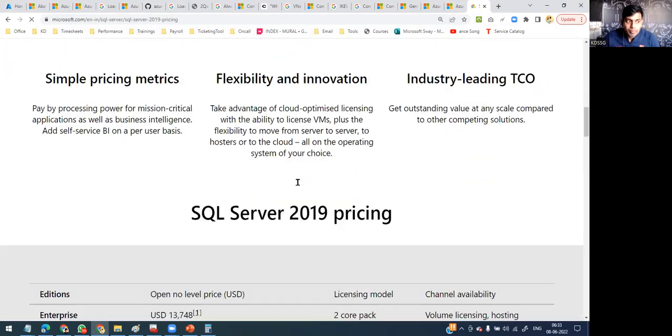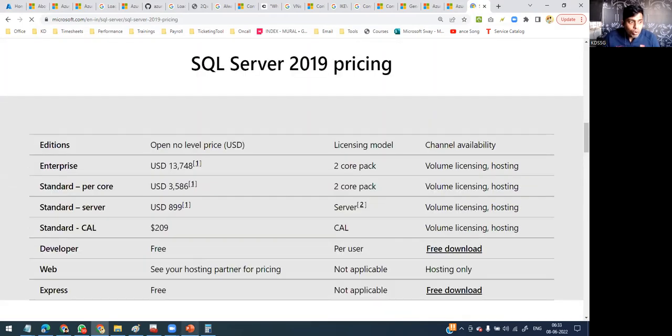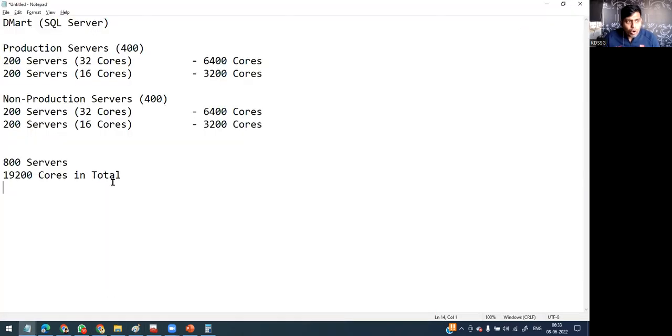One minute, sir. Stop here. Out of all this, sir, do you want all of them to be enterprise edition? All enterprise? Okay, sir. Saving money, we will talk later. First, let's assume for a few minutes that all are enterprise editions.